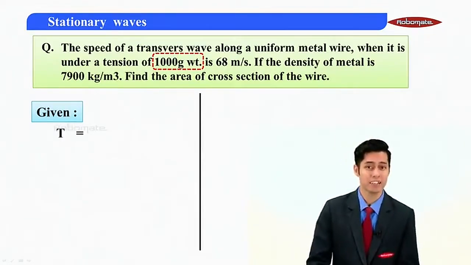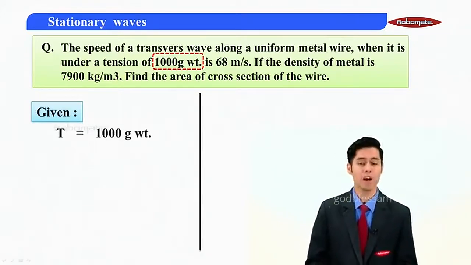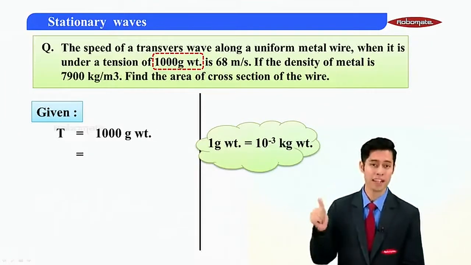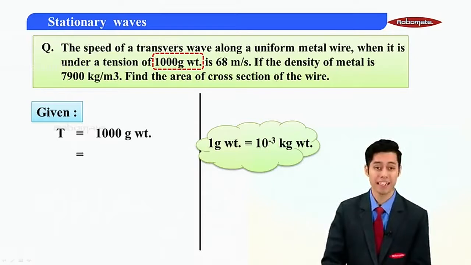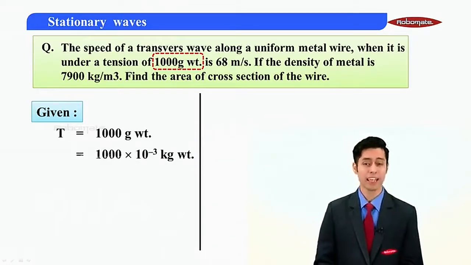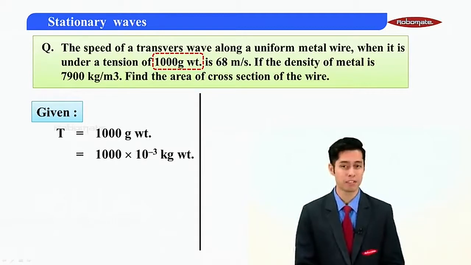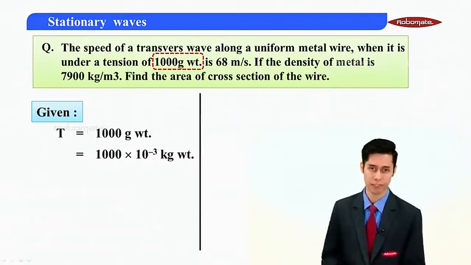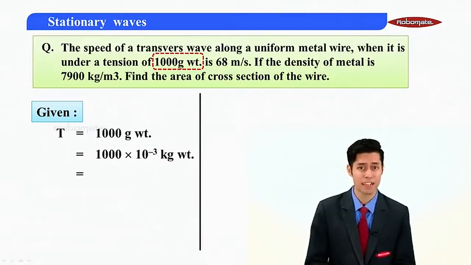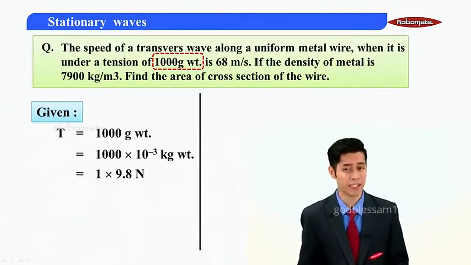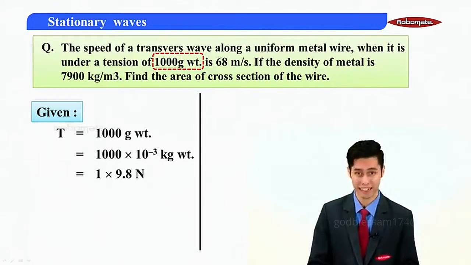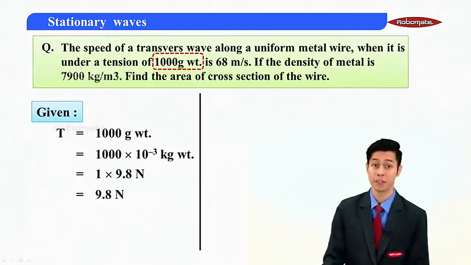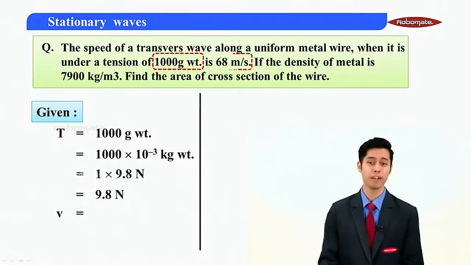The first thing that is given to us is the tension, that is 1000 gram weight. To convert gram weight into the SI unit, we know that 1 gram weight is 10 to the power minus 3 kilogram weight. So when I convert it, it becomes 1000 into 10 raised to minus 3 kilogram weight, that is 1 kilogram weight. And kilogram weight itself is not the SI unit. To convert it into SI unit, we need to multiply by 9.8. So tension is 1 into 9.8 Newton, that is, tension is 9.8 Newton.